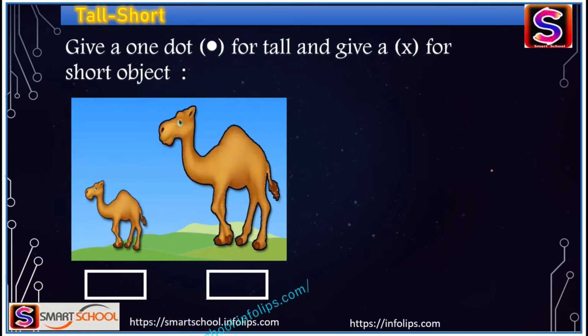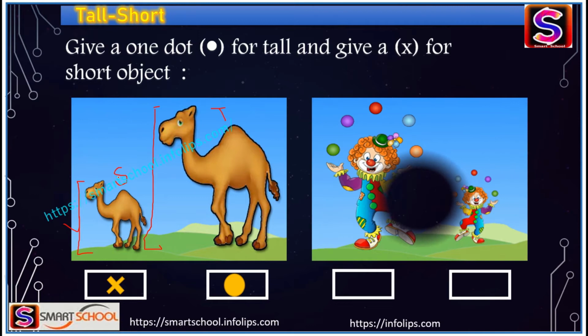See, there are two camels. One camel has very big height, see here, and this one has very little height. So that's why this one is tall and this one is short. So we will give a dot for tall and a cross for short. Okay, let's see one more example.